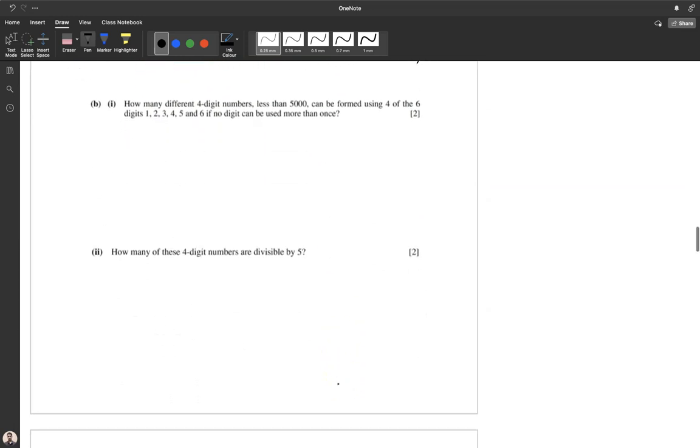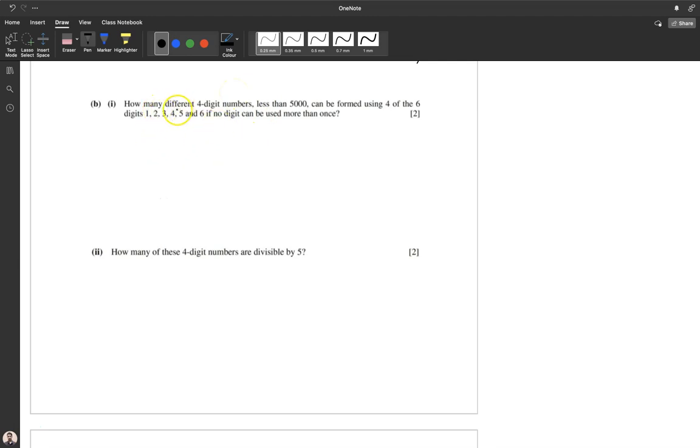So now it comes to 4-digit numbers. If you're wondering what the applications of permutation are, this is one of the common applications. It's used to calculate, especially in computer science, programming and coding. They use it to calculate the number of probabilities of numbers and passwords, combinations of passwords and so on. That's just one example.